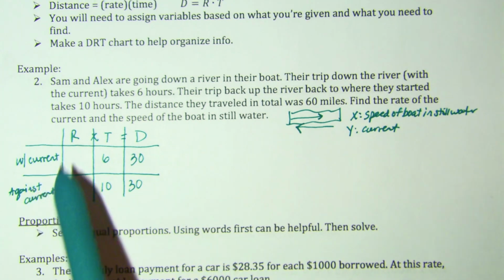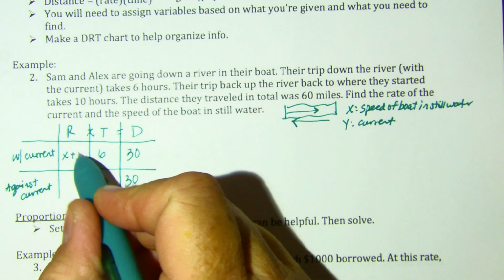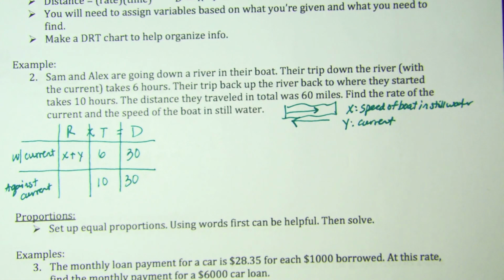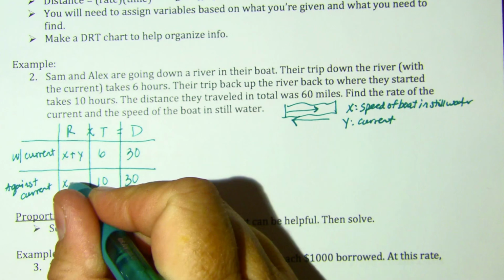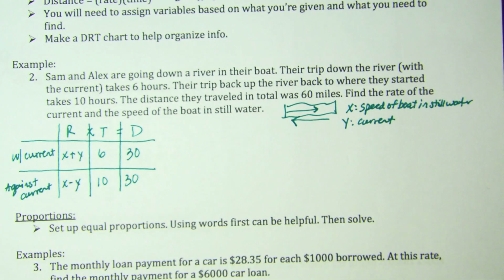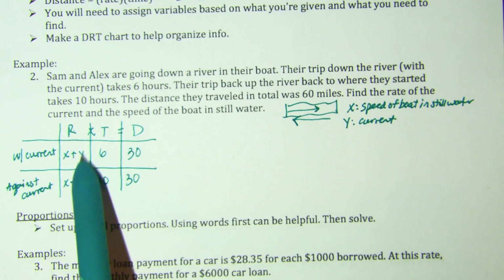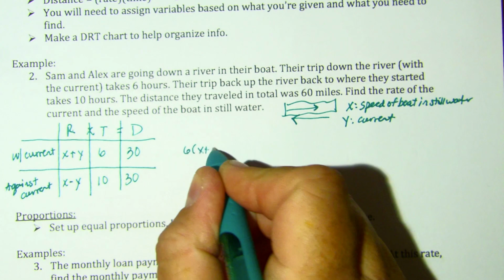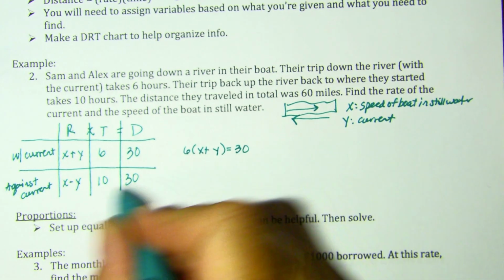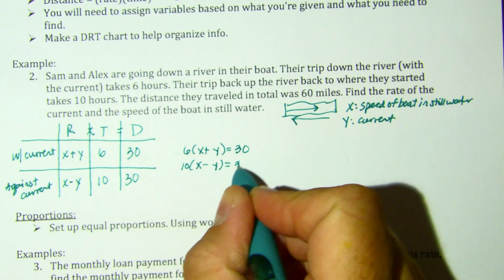So with the current, they have the speed of their boat plus the current pushing them. Going against the current, they have the speed of their boat minus the current slowing them down. Now again, rate times time is equal to distance. So I have my rate times my time equal to my distance. 6 times (x + y) equals 30. And then here, 10 times (x - y) is equal to 30.